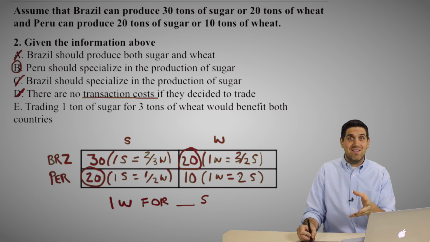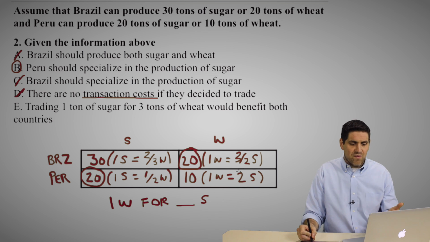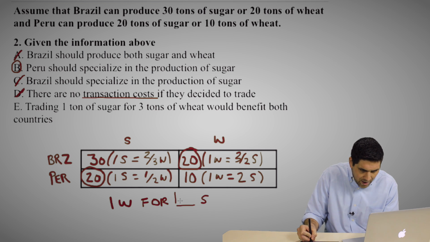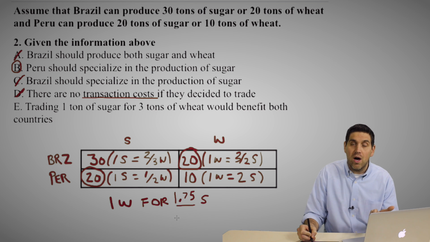Well, I'll tell you what, 5 is not a good number. For Peru, they'd be like, no, I don't want to trade 1 wheat for 5. There's a certain range, and the range is right here. It's between 3 halves and 2. Any number in between those would benefit both countries. So, for example, 1.75 would benefit both countries. So in both these situations, they could trade at a lower opportunity cost than if they produce it themselves.